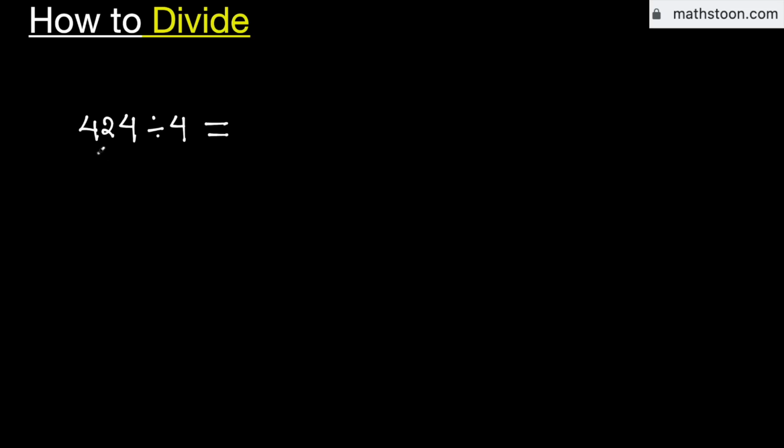Let's learn how we divide the number 424 by 4 using the long division method. Consider the first digit 4. We know that 4 times 1 is equal to 4. Subtract, we get 0.